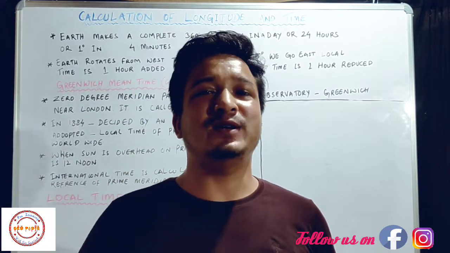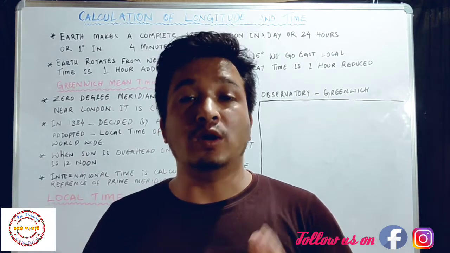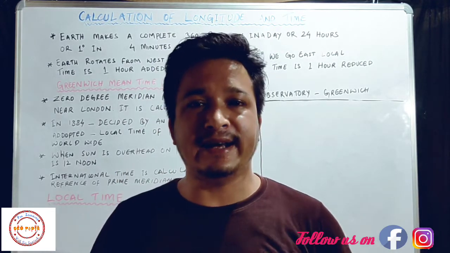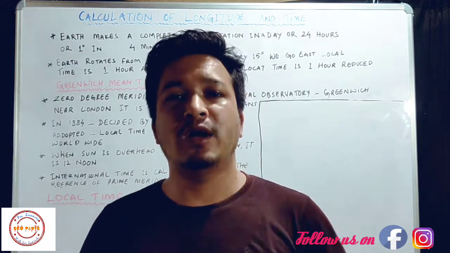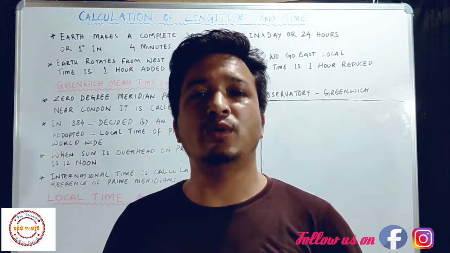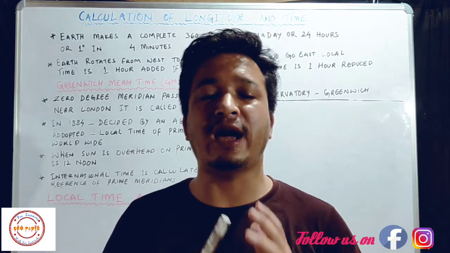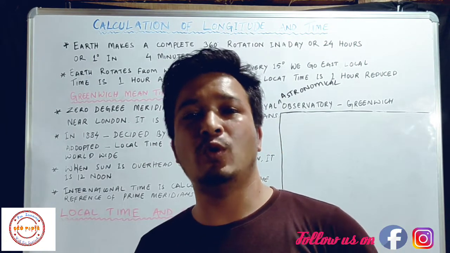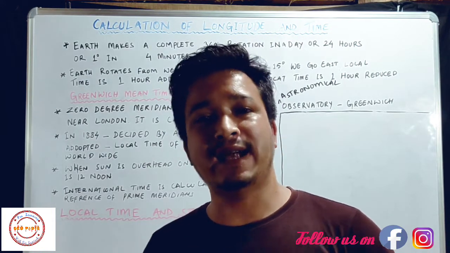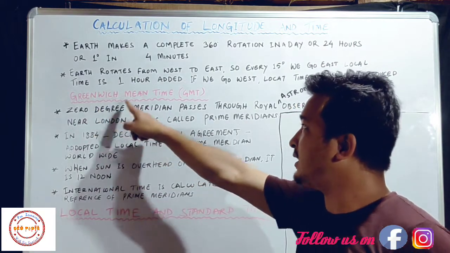So students, to avoid these kinds of problems, all the countries of the world have decided to take one reference longitude to decide the time of every region of the world. Let us now learn what that reference line is. We begin with Greenwich Mean Time.